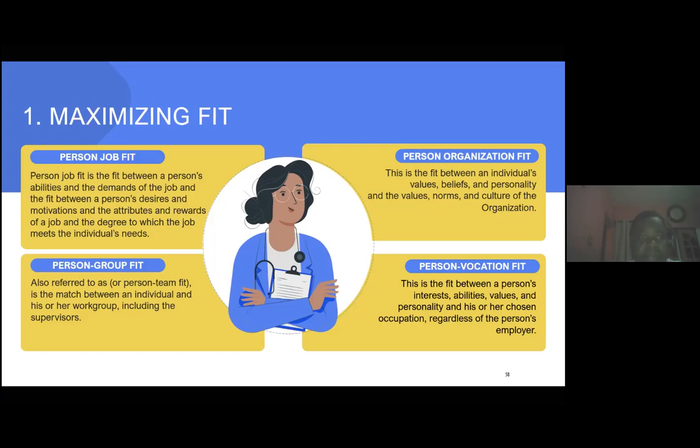All right. So the person job fit is the fit between a person's abilities, demand of the job, rewards of a job, and the degree to which the job meets the individual needs. So the hiring manager must think about the type of occupation, position they are recruiting for, because it is important that they hire the right person with the requisite knowledge, skills, and abilities to perform the job well. So we have to take into account the job-related skills of the individual. Is the person intelligent? What are the knowledge, skills, and abilities they possess to do the job? What prior experience do they have in a similar position? And importantly, will this person fit the specific role if they are hired?